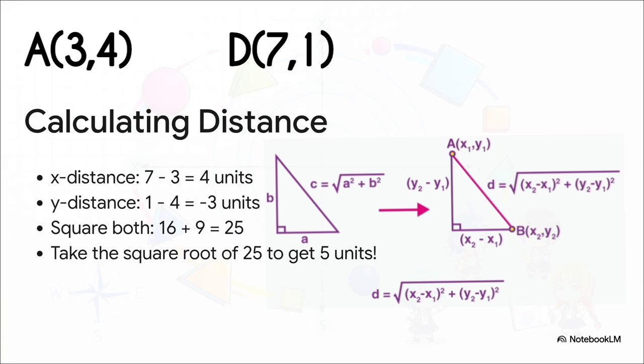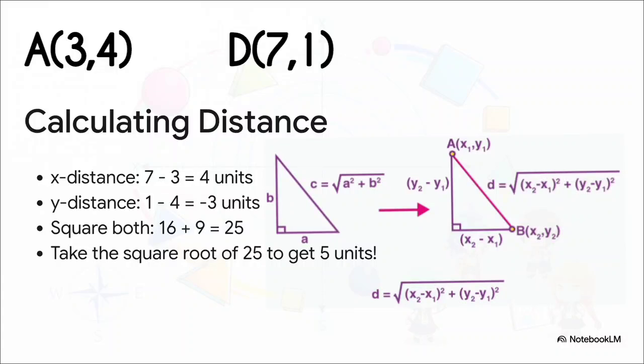Let's break it down. We find the horizontal difference, which is 4. Then we find the vertical difference, which is -3. We square both of those numbers to get 16 and 9. Add them together, you get 25. And finally, you just take the square root of that, which gives us exactly 5 units of distance. See?